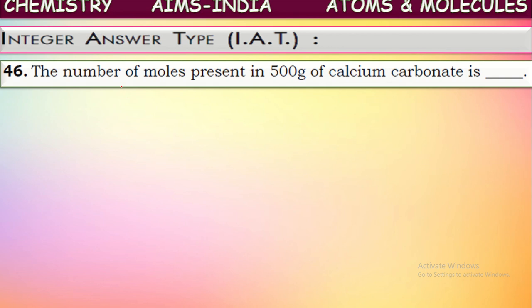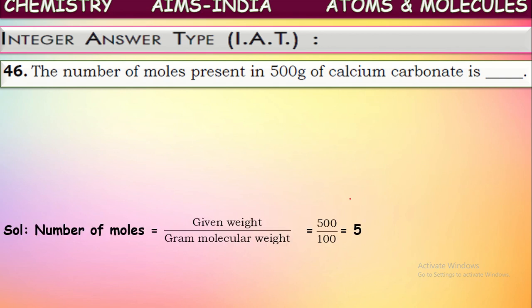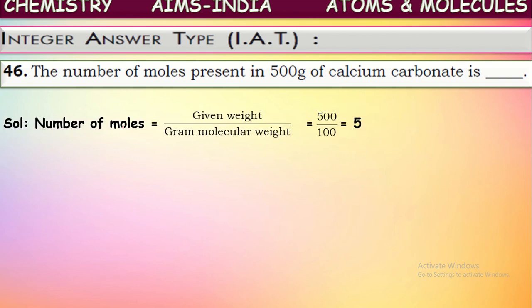First one, the number of moles present in 500 grams of calcium carbonate. They're asking to calculate the number of moles. For calculating the number of moles, we have a formula: number of moles is equal to given weight by gram molecular weight. Here the given weight is taken in grams, that is 500 grams. The gram molecular weight of calcium carbonate is 100 because the molecular formula of calcium carbonate is CaCO3, isn't it?